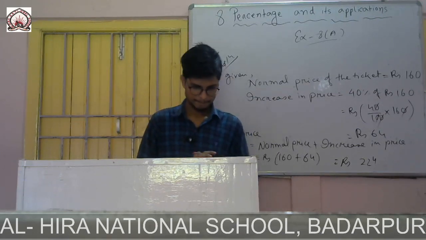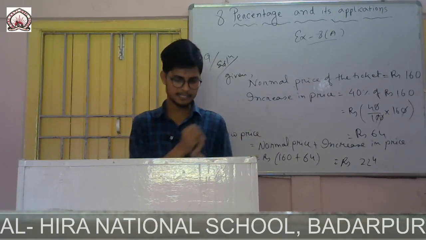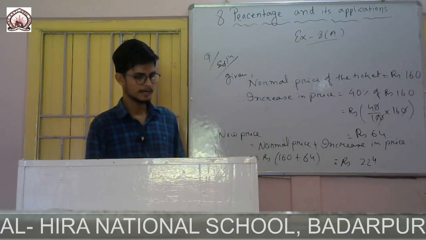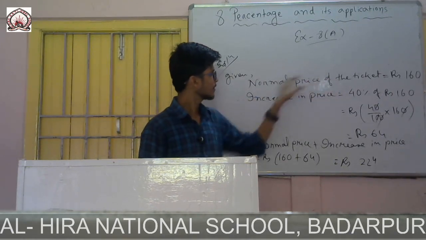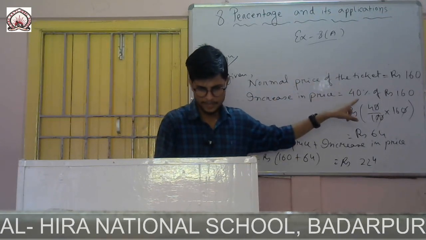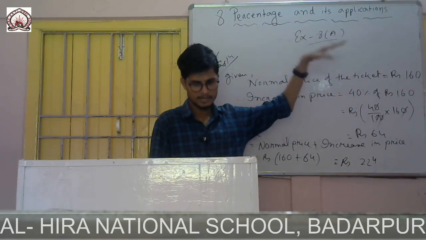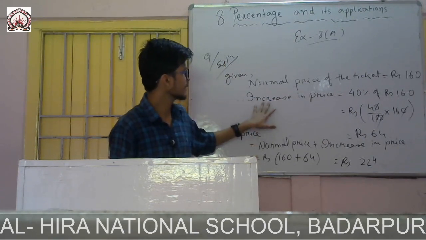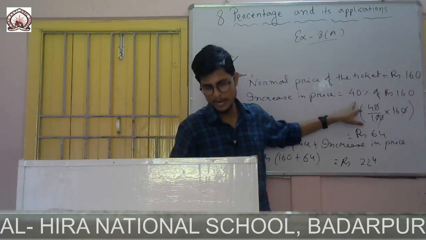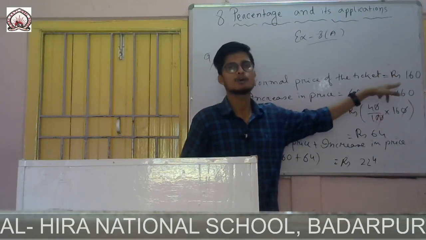Now question number 10 you see, the motorcycle originally cost 40,000. If the cost has decreased by 22%, what is the cost now? Same like this one. First of all you will write original price of the motorcycle equals rupees 40,000, in place of normal price and 160. Then next line, where I wrote increase in price, you will write decrease in price, which equals 22% of rupees 40,000.